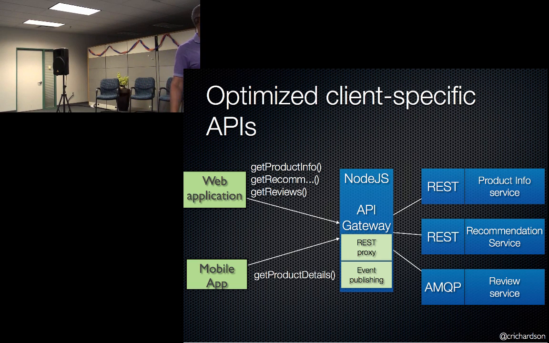So that for whatever reason, the review service has an AMQP messaging interface. Don't know why it would, but that doesn't go over the web, but the API gateway translates it into something that is web-friendly.